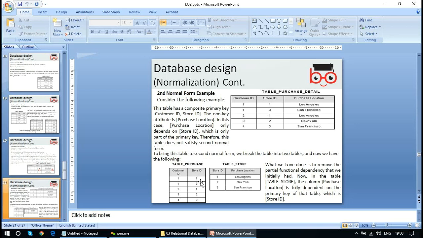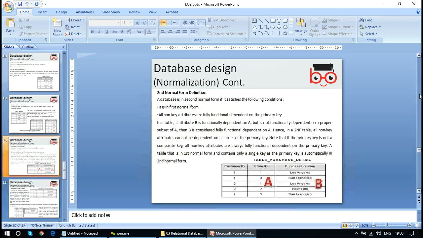That's normally called the second normal form, when we say that all non-key attributes are fully functionally dependent on the primary key. Previously, Los Angeles was dependent on store ID, but store ID was not the primary key. Was it the primary key? No, because this table contained repeated store IDs.